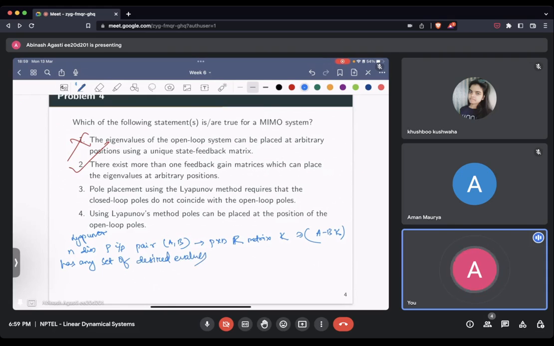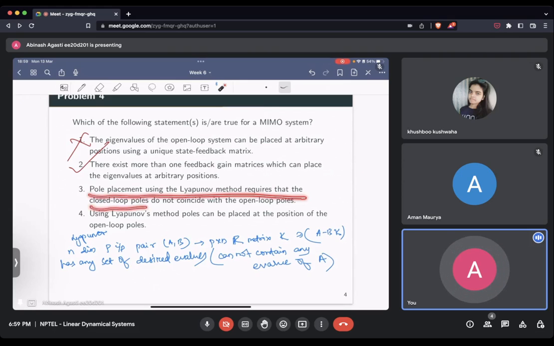But one exception is that this desired set cannot contain any eigenvalue of the matrix A. So what does that mean? Let us check this. Pole placement using the Lyapunov method requires that the closed loop poles do not coincide with the open loop poles. So what are the open loop poles? Can someone tell me?